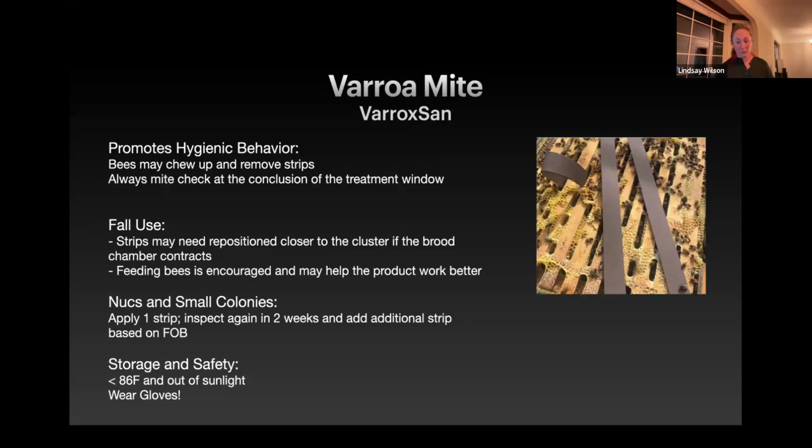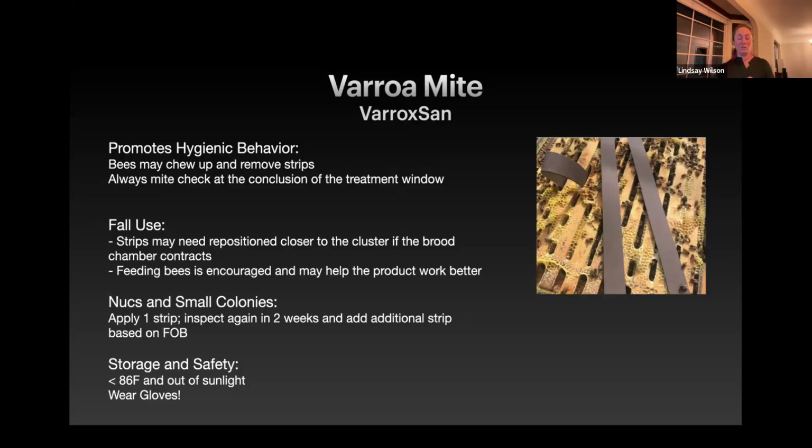This is a picture of the strips here. They're cardboard. If you've got a smaller hive, a medium or a nuc, you can actually extend them over 2 or 3 frames to get them to fit down in there. But one of the nice things about them being long cardboard strips is, remember, this is a contact miticide. The mites have to come in touch with it.